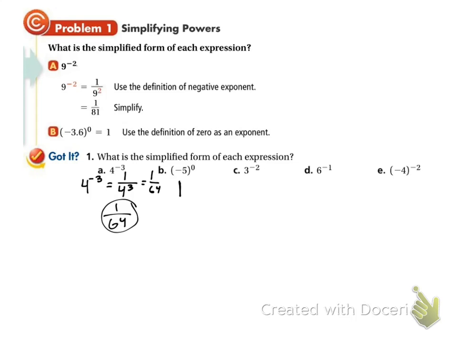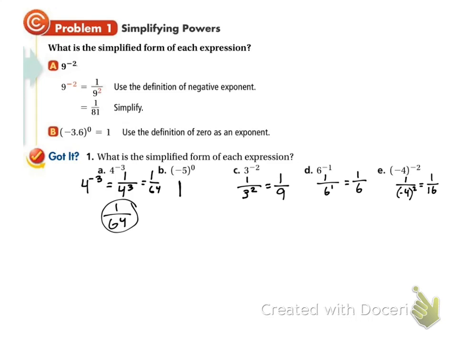Let's try this one. I need to make the exponent positive, so I need to bring it to the bottom of a fraction. So 3, and now my exponent turns positive, so 3 squared. 3 squared is 9, so 1/9. 6 to the negative 1, we need to bring it into the bottom again, so this is 6 to the positive 1. Anything to the power of 1 is just itself, so this is 1/6. And finally, if I bring this negative 4 down to the bottom, I get negative 4 squared. Negative 4 times negative 4 is a positive 16.